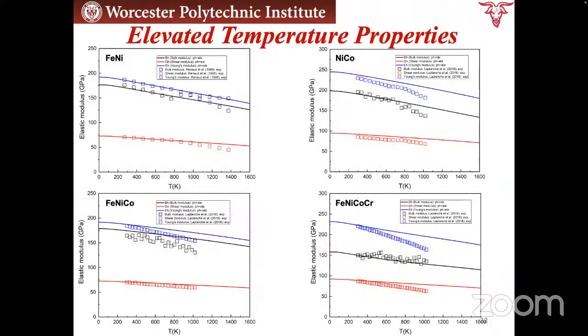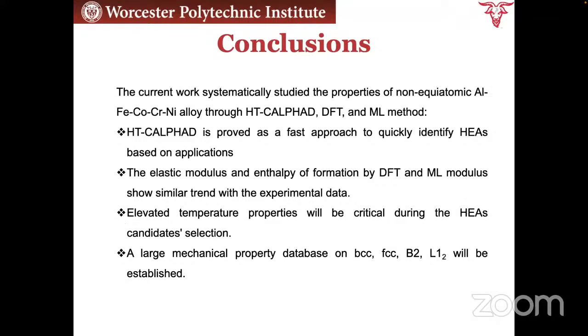For example, these are some preliminary results we have. For the bulk modulus, shear modulus, Young's modulus, in comparison with experimental data, this is with temperature. So with this, before you actually make the alloy, you roughly have an idea how your alloy will survive at high temperature.